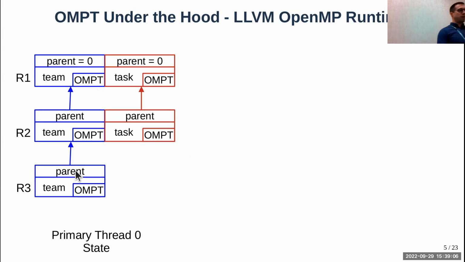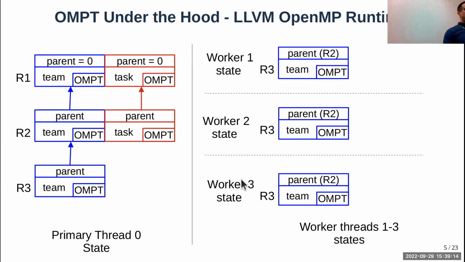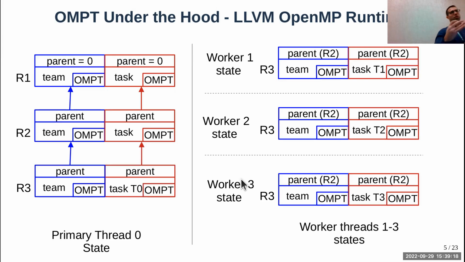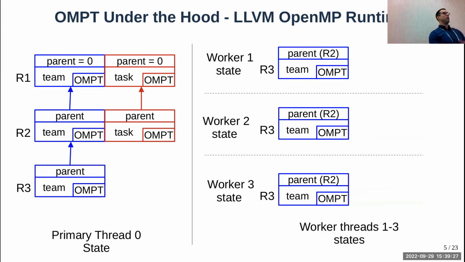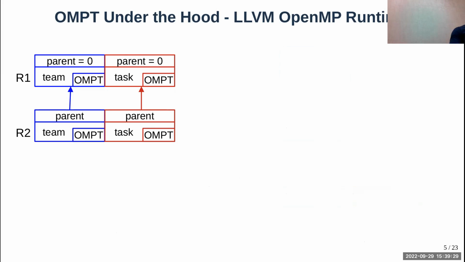So the first thing is that the primary thread assembles a team descriptor for this region 3, forms a new team of threads, and shares this descriptor with those threads. After that, each of the threads creates a corresponding task descriptor for the implicit task, executes the implicit task, enters a final barrier, and destroys the task. Finally, the primary thread destroys the team descriptor and returns to executing the enclosing context.